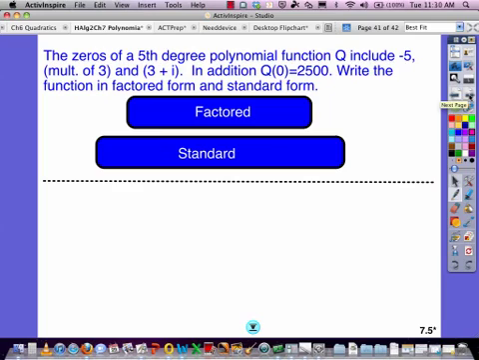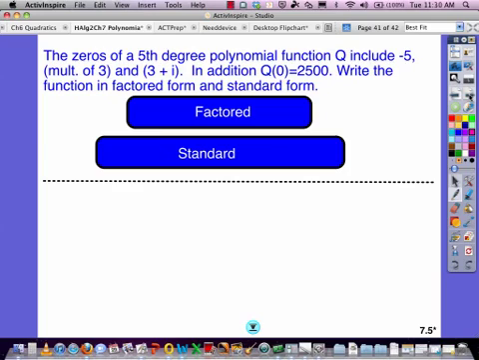All right, last but not least, let's go backwards. What if they provide us with information for the zeros, and then it's our job to find some equations? So in this case, you're thinking the zeros of a 5th degree polynomial. So you know you have x to the 5th in it somewhere. It's a function called q. It has a 0 of negative 5 with a multiplicity of 3. Multiplicity of 3 means it occurs 3 times.